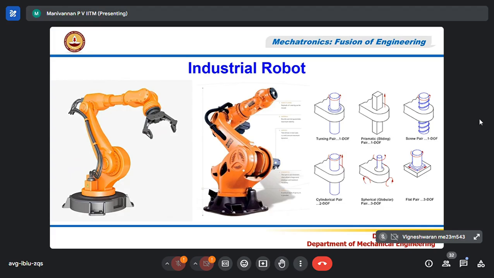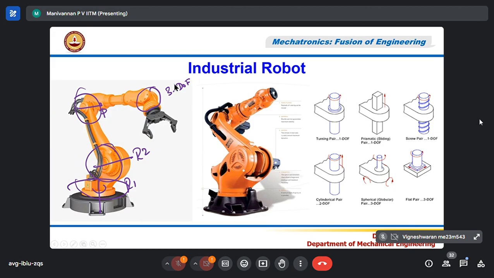Yes, sir. I was asking in the case of this robot also, because we were only labeling R1, R2, R3. Yeah, all are rotary. See, this is R1, this is R2, this is R3. That means with respect to this, this can rotate, with respect to this, this can rotate. The wrist mechanism provides 3-degree freedom.